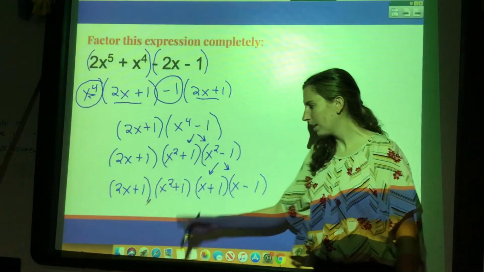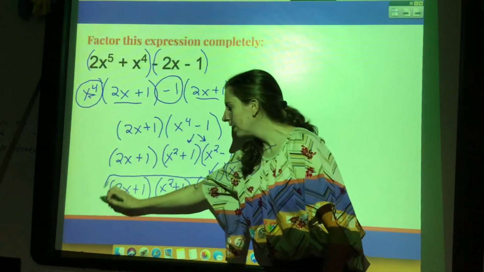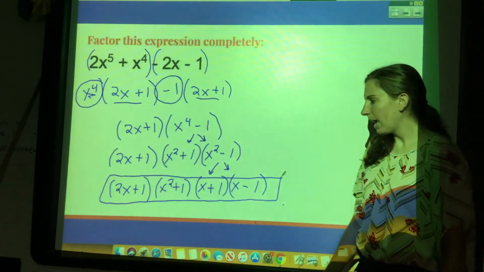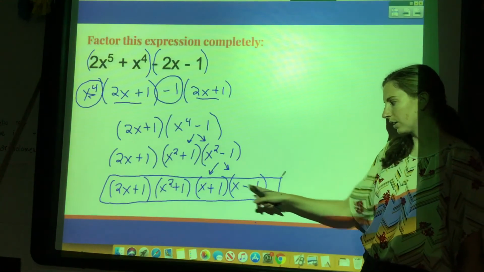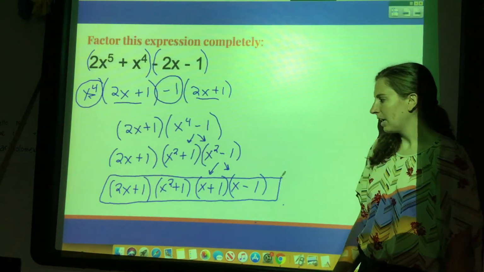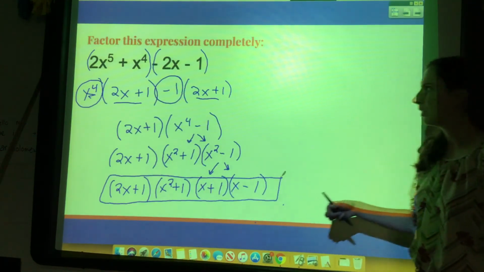2x plus 1, x squared plus 1, x plus 1, and x minus 1. Those are all factors of this expression. And I'm done because I can't factor anymore. This is no longer the difference of 2 squares because I can't square root the x anymore. So that one had 4 factors.